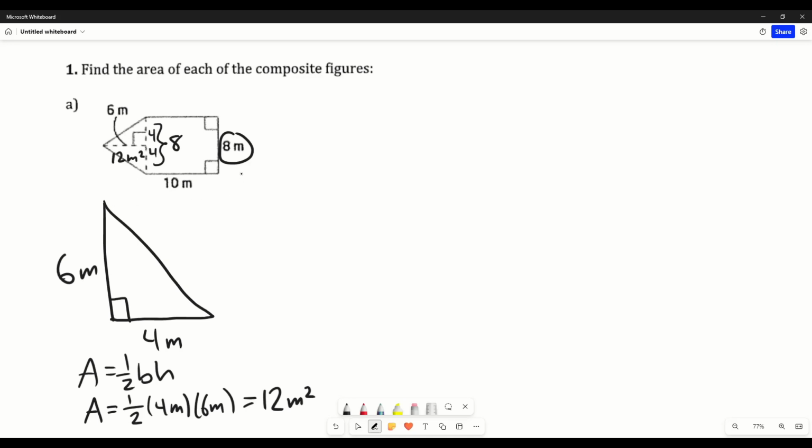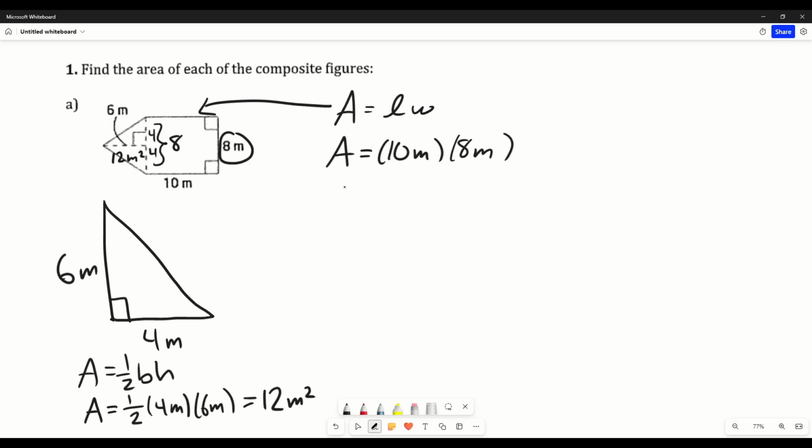Okay, now for this square, sorry, I mean this rectangle right here, just draw an arrow. To find the area of this rectangle, we use the formula A equals length times width. Our length right here is going to be 10 meters, so let's plug that in: 10 meters, and our width is going to be 8 meters, times 8 meters, and this is going to give us our area of 80 meters squared. Okay, now we have that.